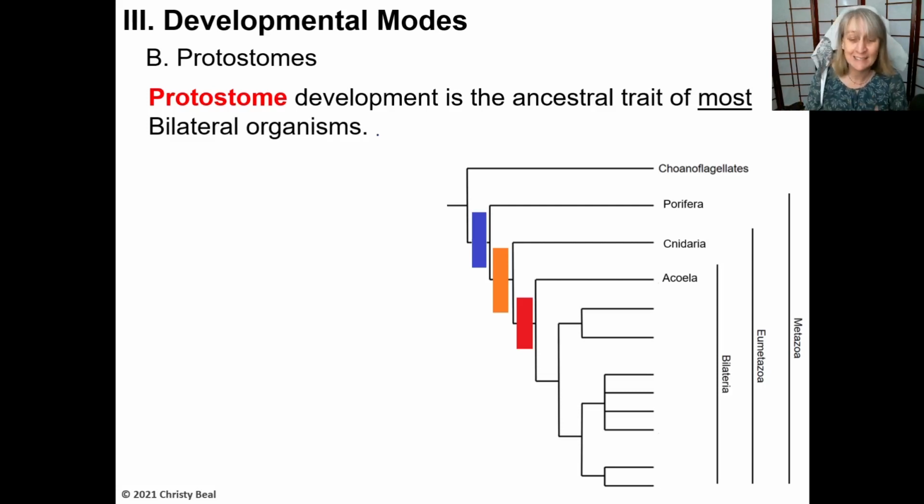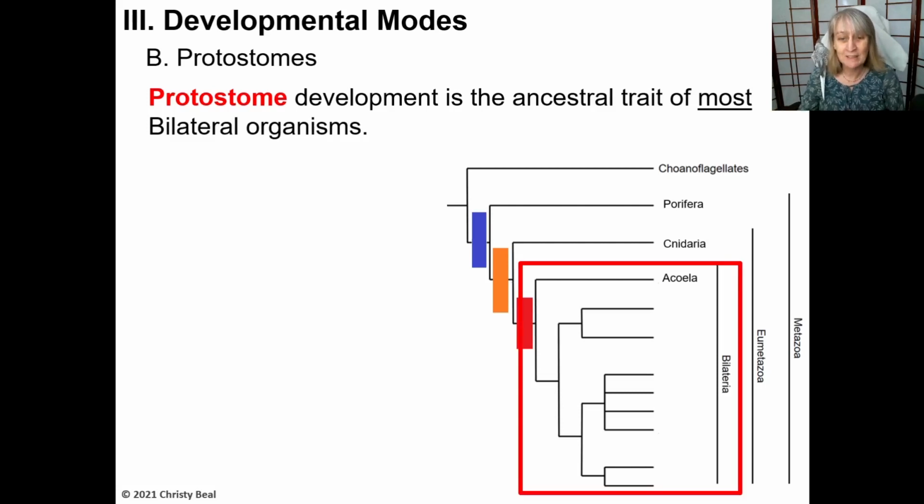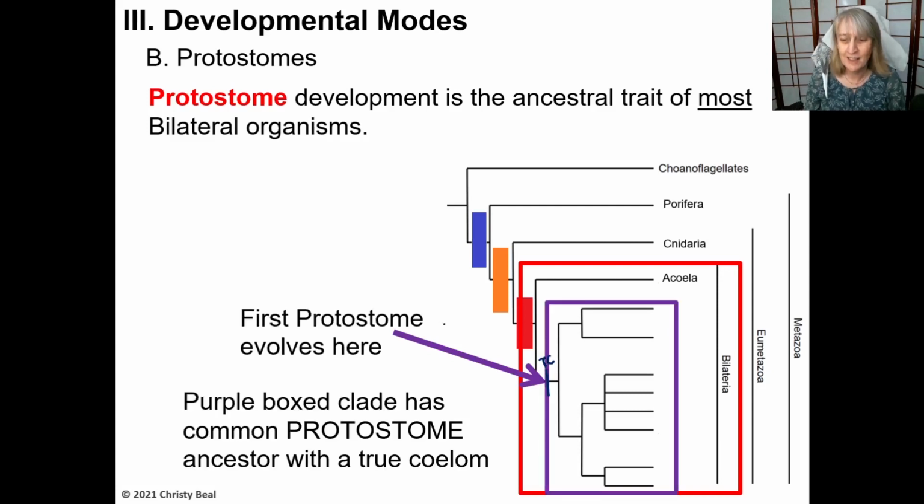Protostome is the ancestral trait of most bilateral organisms. That means with this group, as the coelom develops, so within the bilateria, this true coelom develops, and we have this purple marked off clade where all these organisms have coeloms. Protostome development also evolves here. So we'll put TC and P, or pro. Protostomes evolve with true coeloms. These are mouth first in gastrulation.